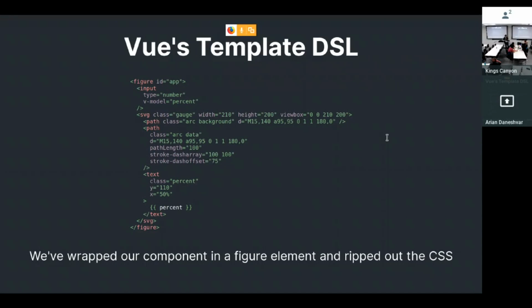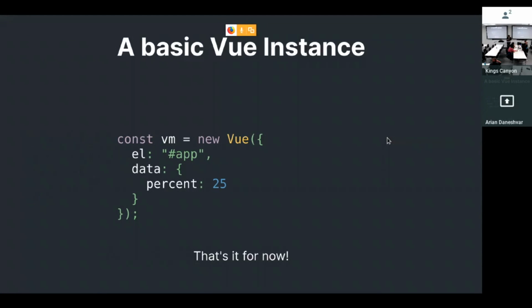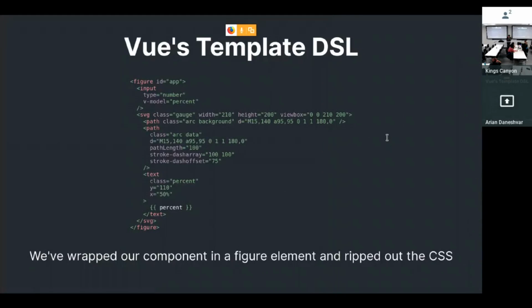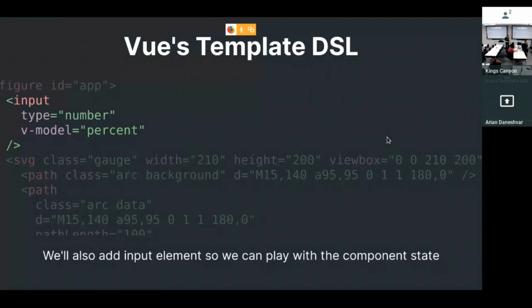This is pretty similar to what we did with our SVG drawing. We just added a couple of things. We wrapped it in a figure with ID app, so Vue will mount onto this when it's in the browser. And then we add an input element. This input element will allow us to play with the state of the Vue component, and also lets me talk about Vue's two-way binding.